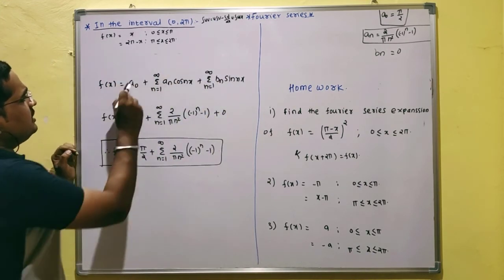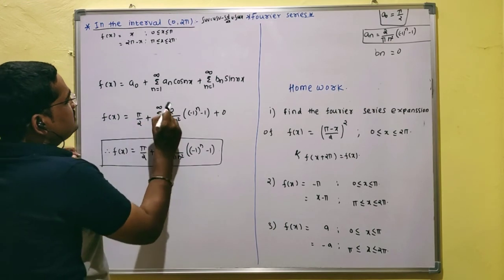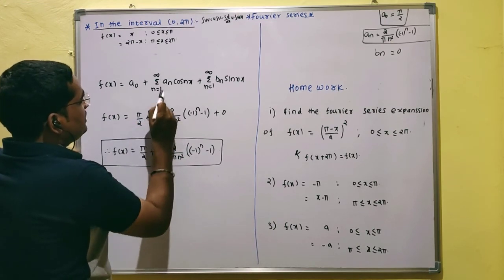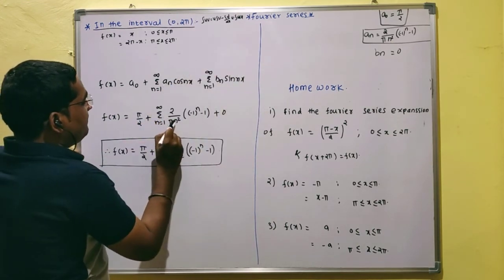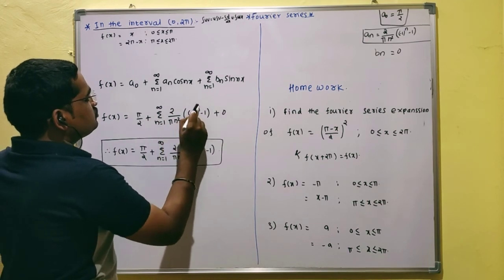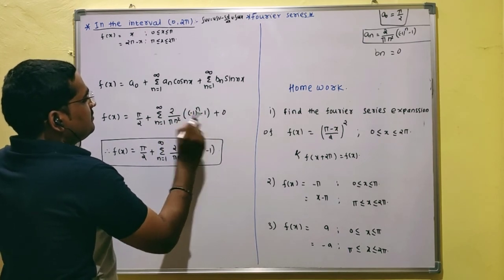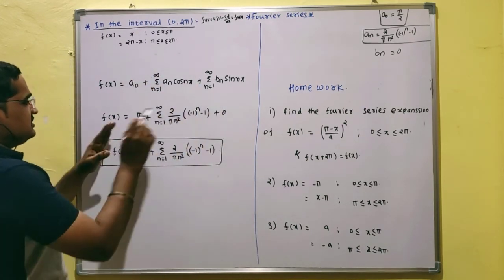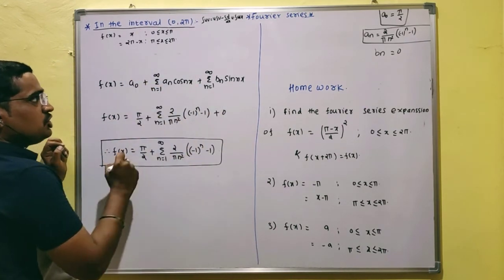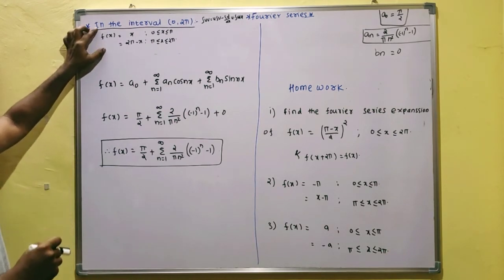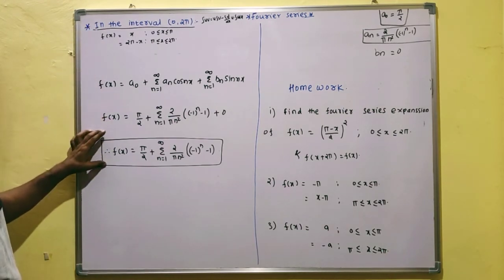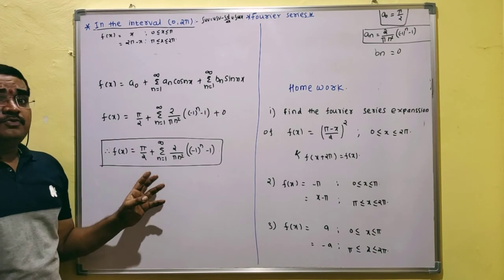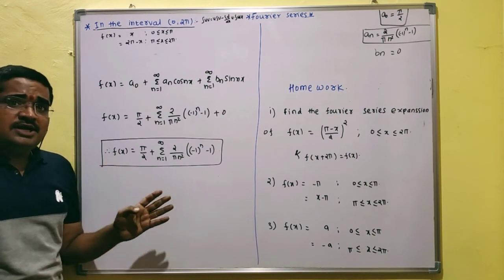We will get a naught pi by 2 plus summation n running from 1 to infinity. What is the value of an? 2 upon pi n square in the bracket minus 1 to the power n minus 1, bracket complete, plus the value of bn is 0, that's why this total term is 0. This is nothing but our Fourier series expansion of this function. Okay, this is very easy. Please try to understand. If you have any problem, then you can ask me anytime in the comment box.